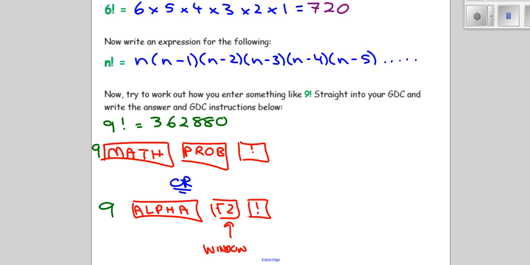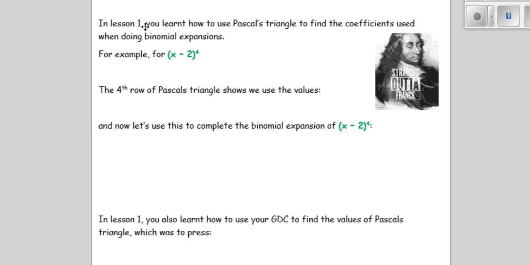So in lesson 1, you learned how to use Pascal's triangle to find the coefficients used when doing binomial expansions. Basically, you realize that the coefficients are the numbers from a single row of Pascal's triangle, like 1, 3, 3, 1, or 1, 4, 6, 4, 1. For example, x minus 2 to the power of 4.